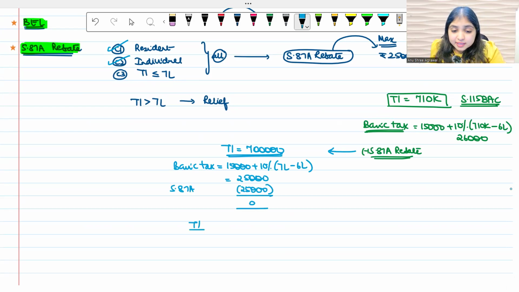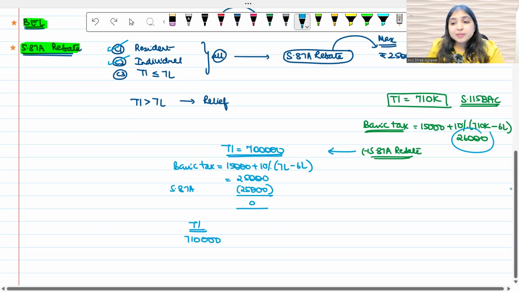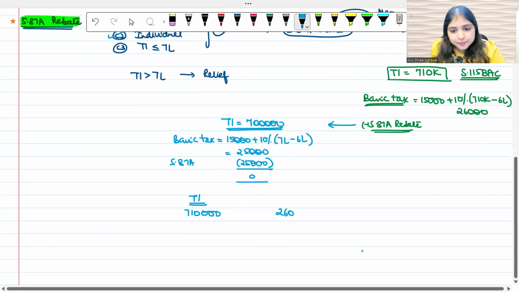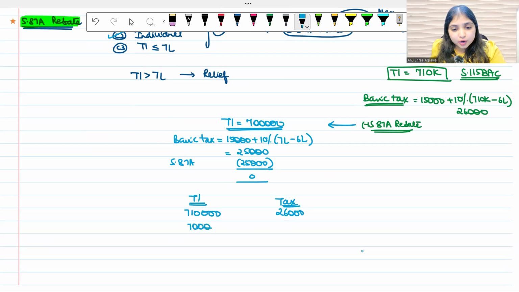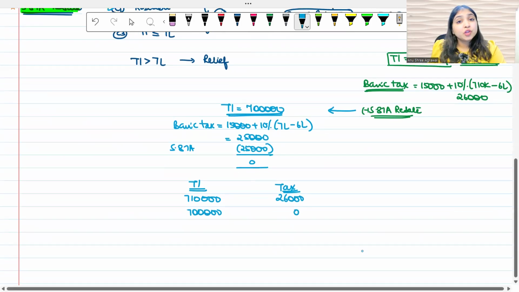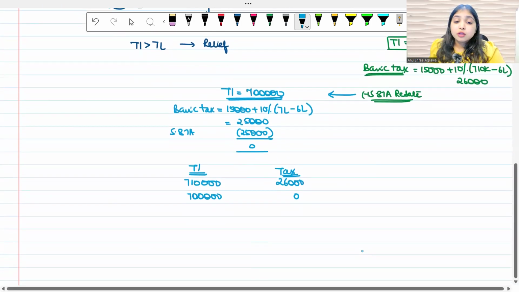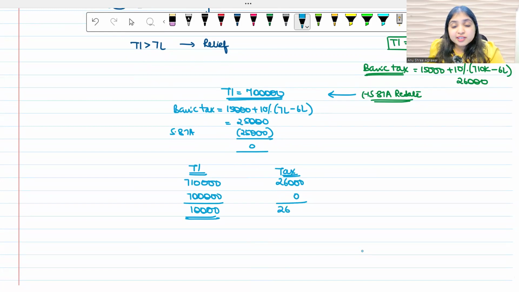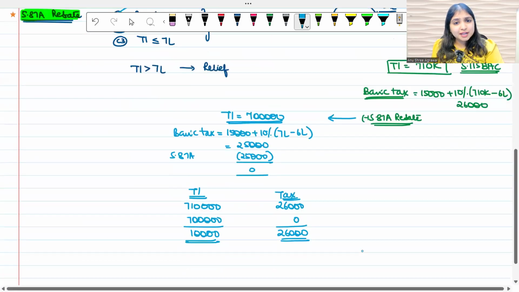So if assessee's total income is 7 lakh 10,000, like over here, how much tax are you asking the assessee to pay? You're asking the assessee to pay 26,000 tax. All right. But however, what if the assessee's total income is 7 lakh rupees, imaginary 7 lakh rupees, then how much tax are you asking the assessee to pay? You're not asking the assessee to pay any tax at all. So what is the extra income which your assessee has earned? 10,000 rupees. For earning this extra 10,000, how much extra tax are you asking the assessee to pay? 26,000. Same thing we do even in marginal relief.